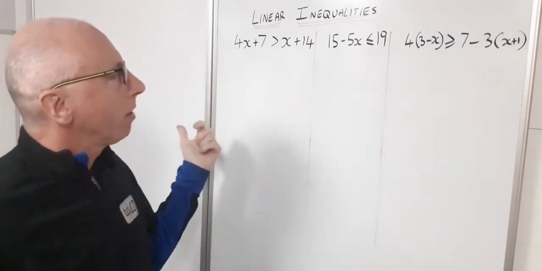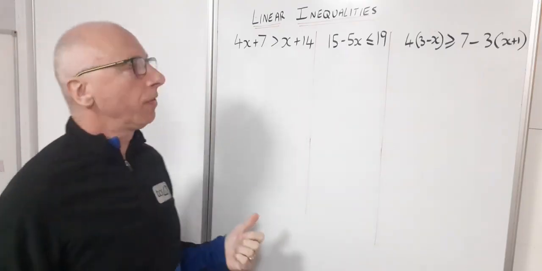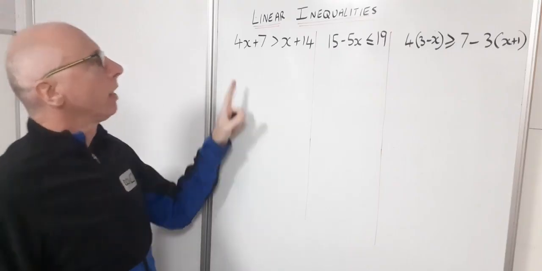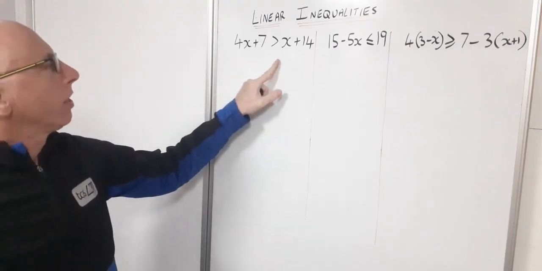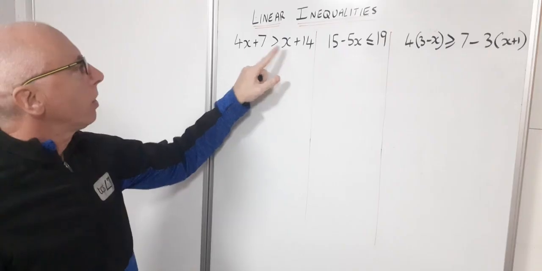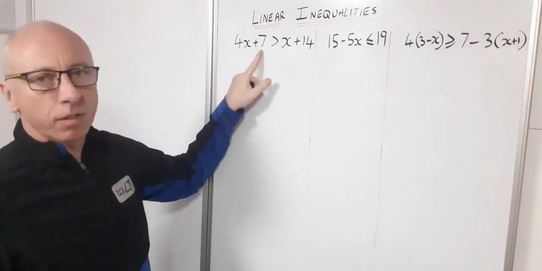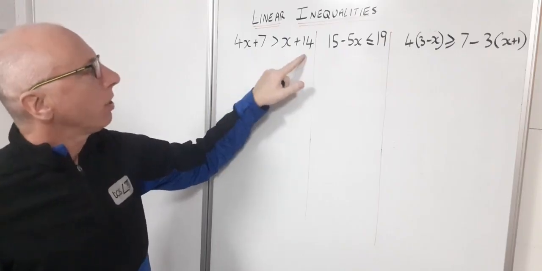And we want to find out what our range of values of x is. So I'm going to put them into set notation at the end. So let's start with this one first. What we can do is try and get x on one side and get this constant over to the other side.